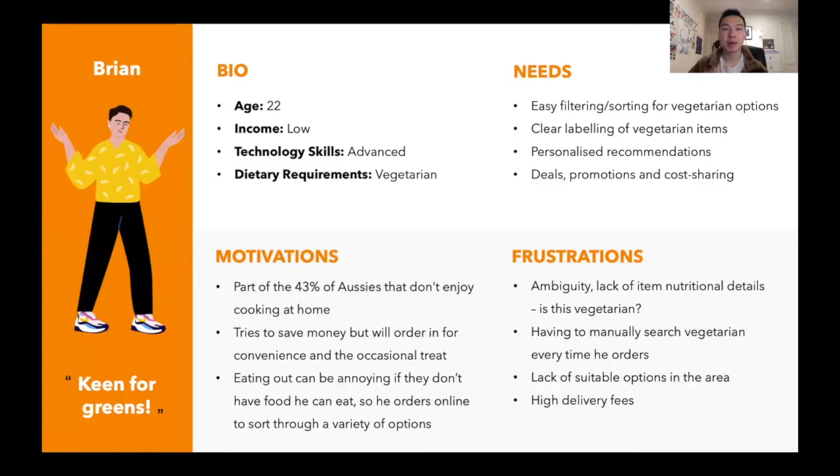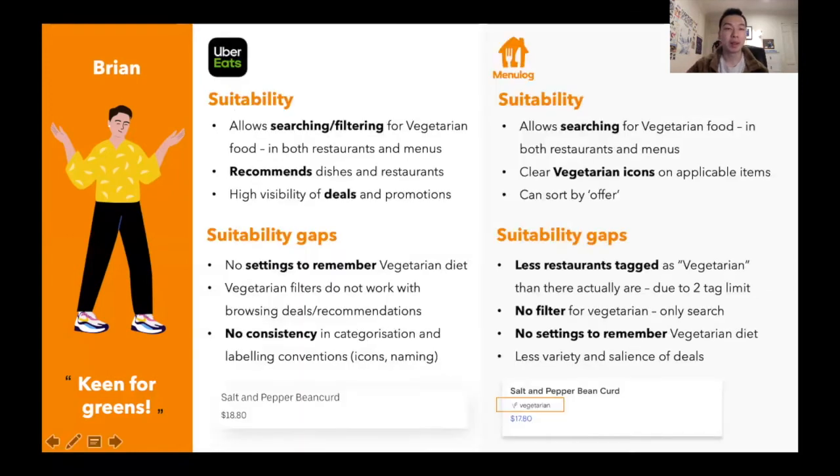And also, despite being the only person on his phone, having to manually search vegetarian or filter every time he orders. In terms of suitability, neither app really makes a positive experience for him. They both cover a certain benchmark in allowing him to actually search, but they don't really go much further beyond that. In Menulog, it's especially hard to actually find restaurants because they're not tagged as vegetarian and there's no filter. But in Uber Eats, it's hard to find vegetarian items because they don't have that consistent icon like Menulog does.